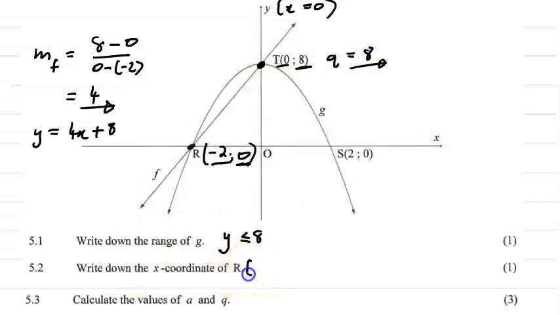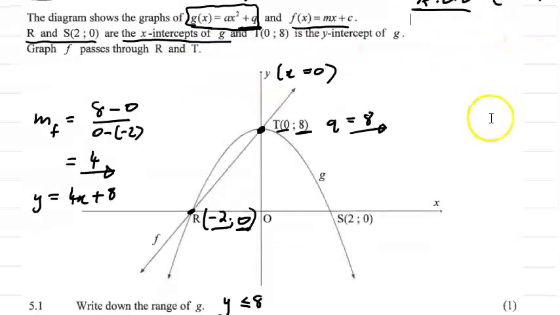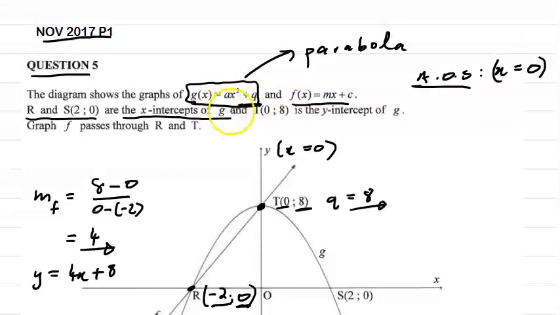Write down the x coordinate of R. I already told you that one is minus 2 and 0. Why? By symmetry. Remember in grade 10 that we deal with the standard form function y equals ax squared plus q. And all of these parabolas are going to have an axis of symmetry x equals 0. So if the standard form is y equals ax squared plus q, remember that you are going to have an axis of symmetry of x equals 0.